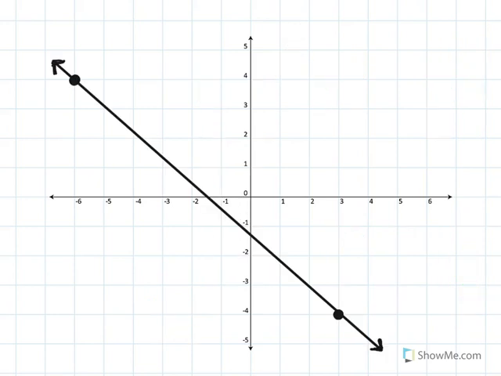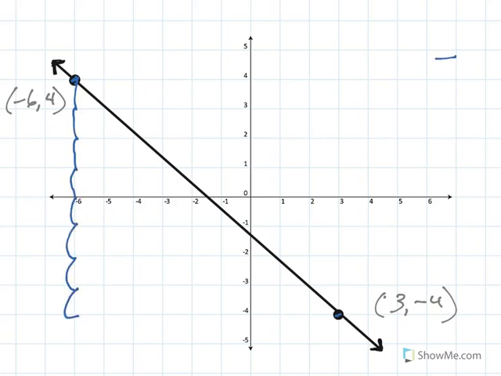Now, we can look at this one. You can see that it's kind of falling downward, which means our slope is going to be negative. Again, I always start with my leftmost point. So here I have -6, 4, and my rightmost point is 3, -4. All right, so first I've got to figure out, how do I get from the first point to the second point? Well, I'm going to have to go down. So 1, 2, 3, 4, 5, 6, 7, 8. I go down 8. So my vertical change is a -8.